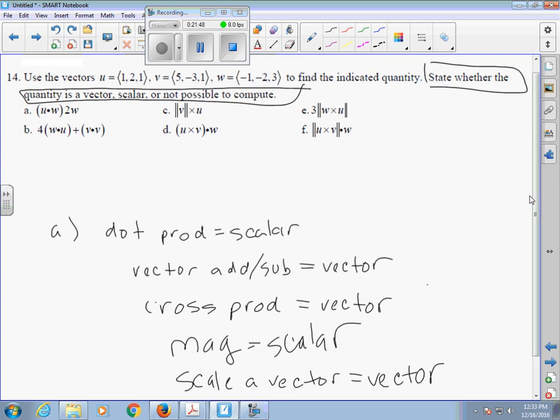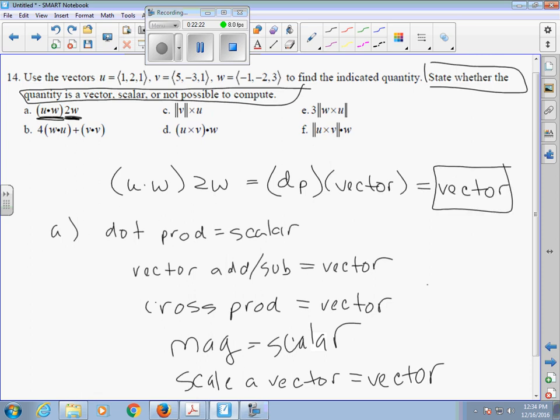Okay, so let's look at A first. If I take the dot product, that will give us a number, and I have 2 times a vector. How do I know that U, W are vectors? Well, they tell us above. So first off, I'll just write it out like this, 2W. The first part is a dot product inside the parentheses, and then 2 times W is a vector. So a scalar times a vector gives us a vector.